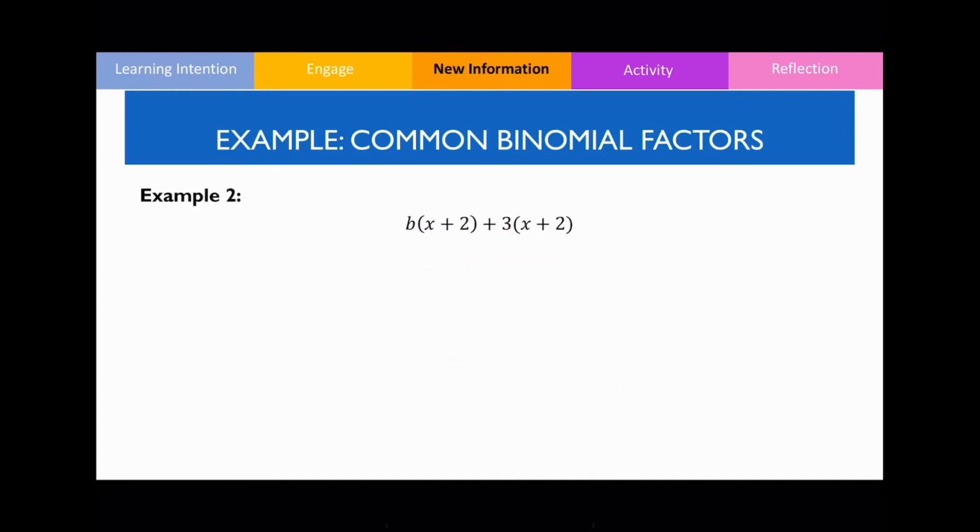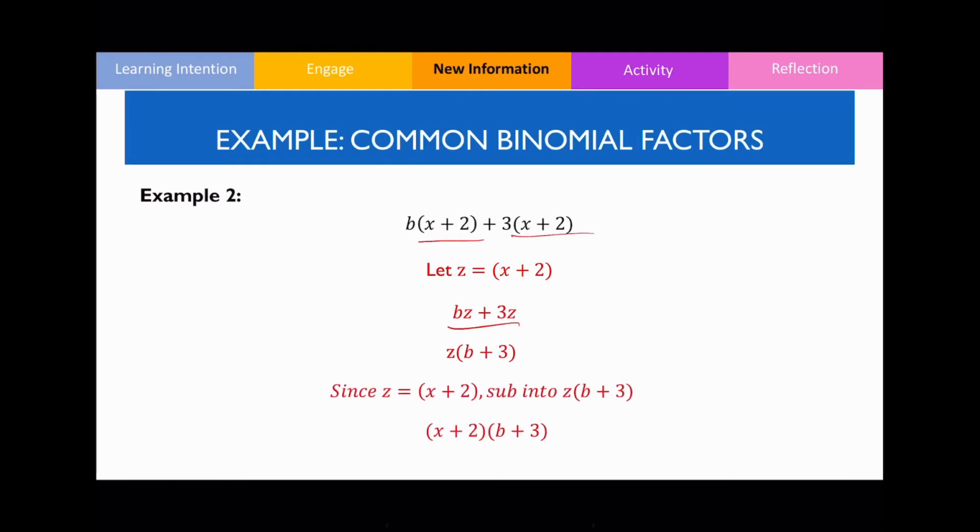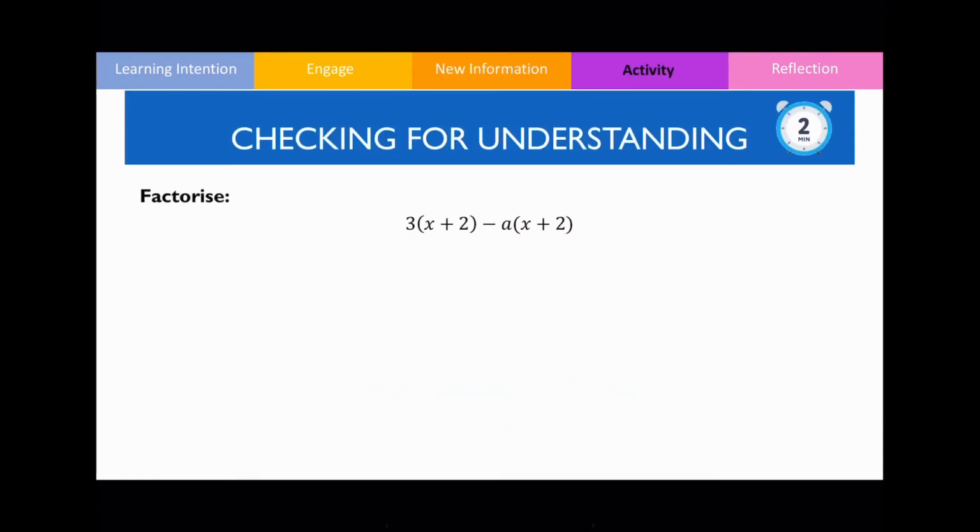I want to go through another example, okay, guys? So again, do the exact same process. In this case, we can clearly see that the binomial factor is going to be x plus 2. I'll replace the expression with z, so it's going to be bz plus 3z. I can now easily factorize it in this form. So z is the highest factor, so take it outside. And now sub it in, so you can get your final answer, which is going to be x plus 2 bracket b plus 3.